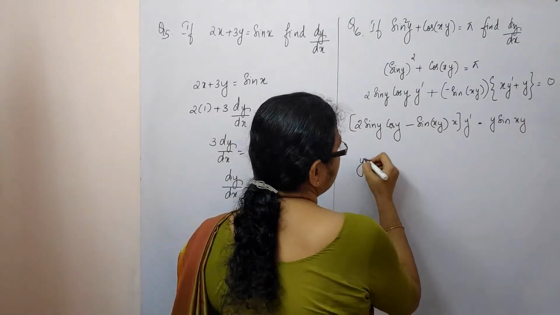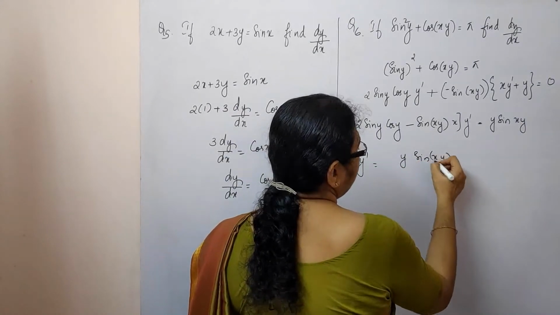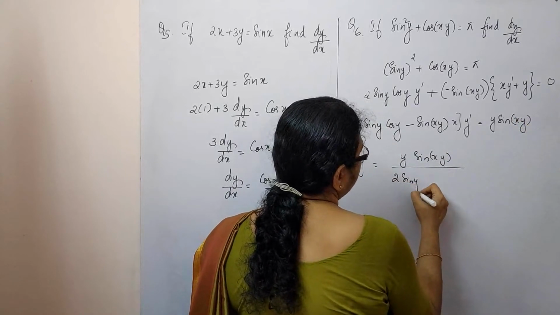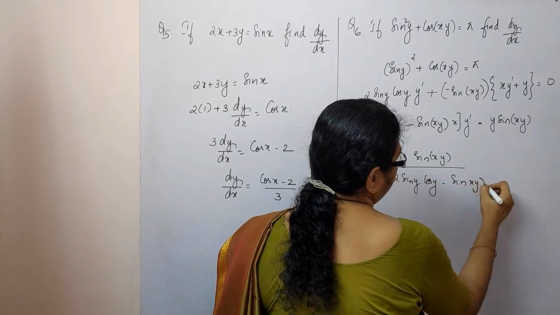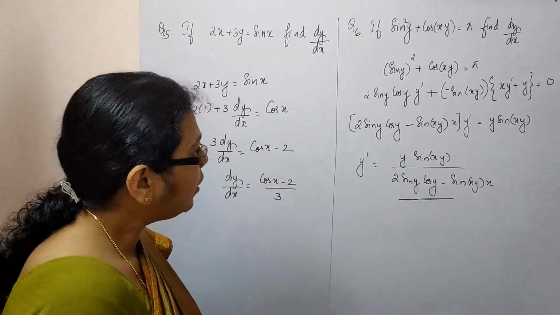So what is y dash? y dash is equal to y sine of xy by, this is sine of xy by 2 sine y cos y minus sine of xy into x. That's it. So what did I do here?